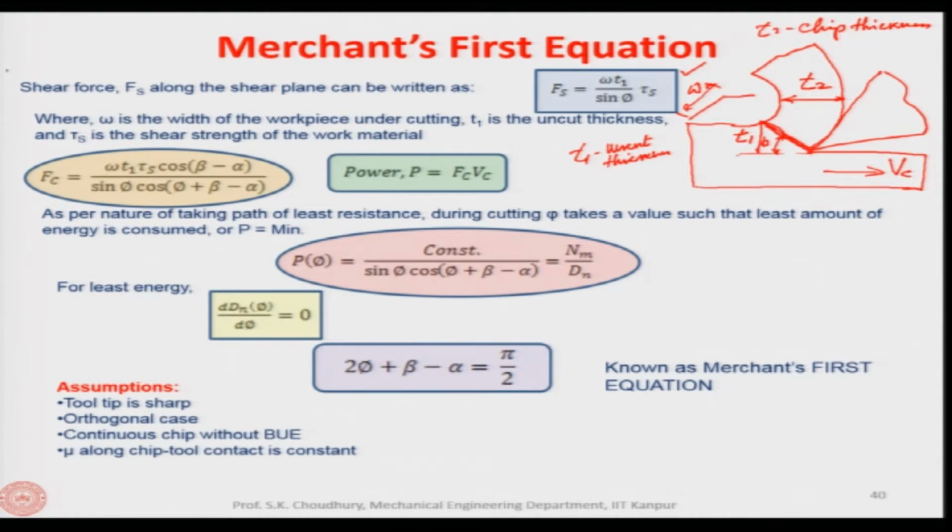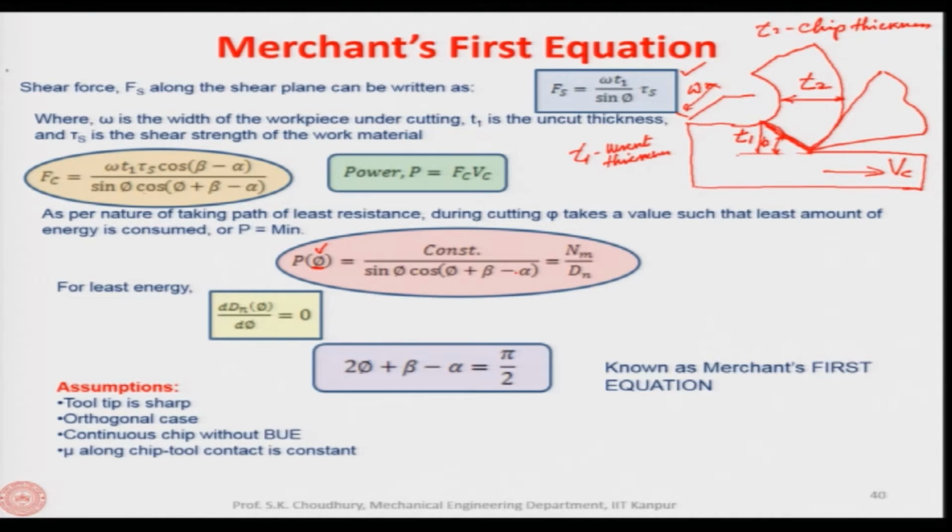So, if we say that P is a function of the shear plane angle phi, then this numerator will be constant, because there is no phi in it. We are taking the derivative with respect to phi, and the denominator is a function of phi. In the denominator we have sin phi and cos of phi plus beta minus alpha.